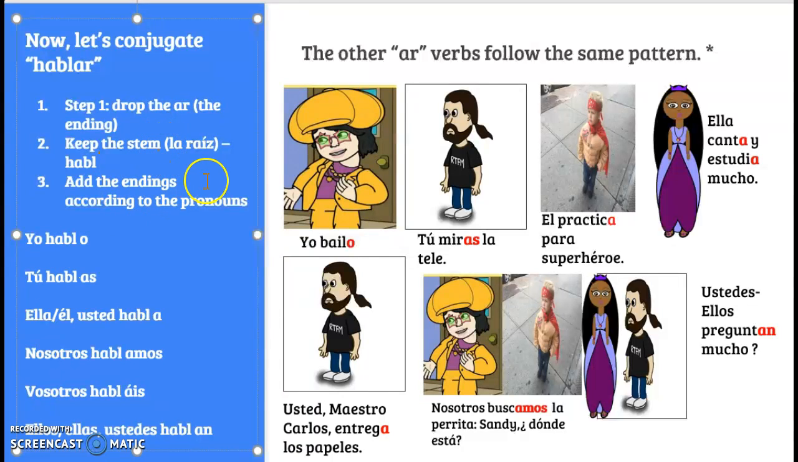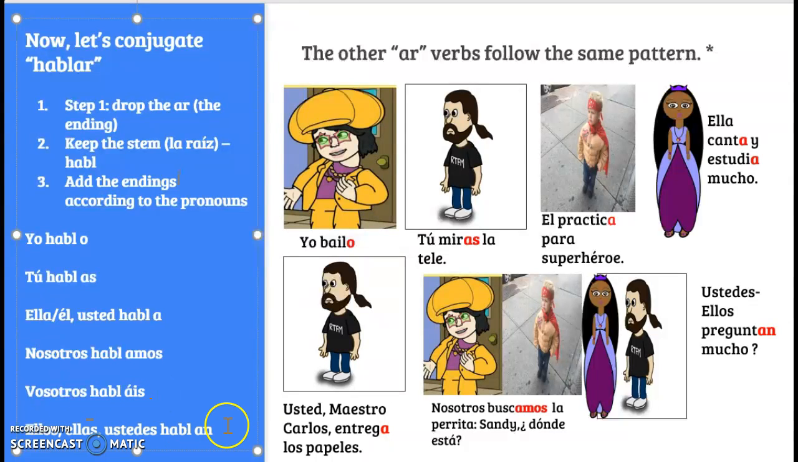And then you're going to add the different endings according to the pronoun. So for example, for yo, you're going to add o, yo hablo. For tú, as, tú hablas. For ella or él, usted, a, habla. Nosotros hablamos. Vosotros habláis.